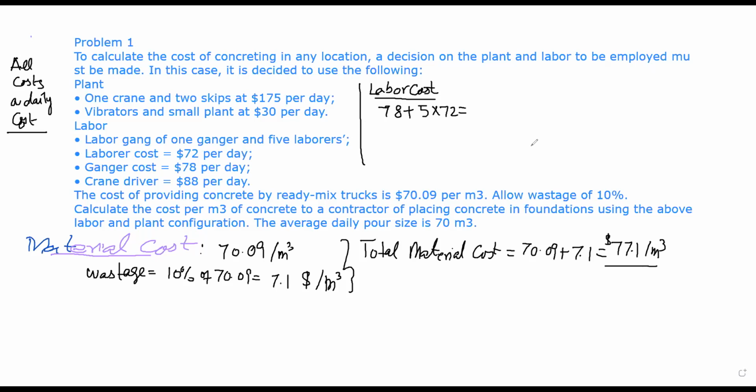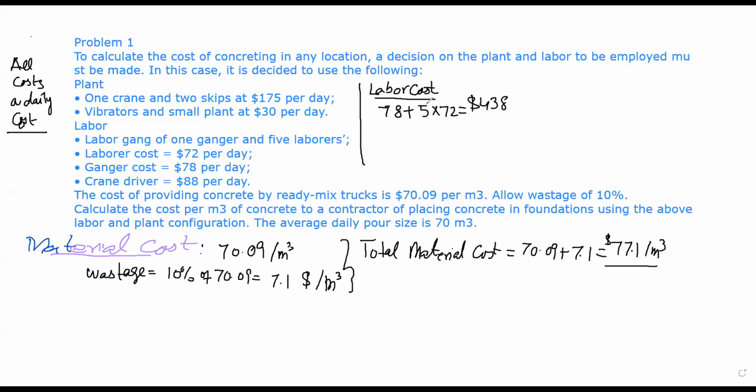Can you see the whiteboard? Hello? Yes, yes. Okay. So it is $438 per day. $438 per day. Okay. So the labor cost is $438 per day.